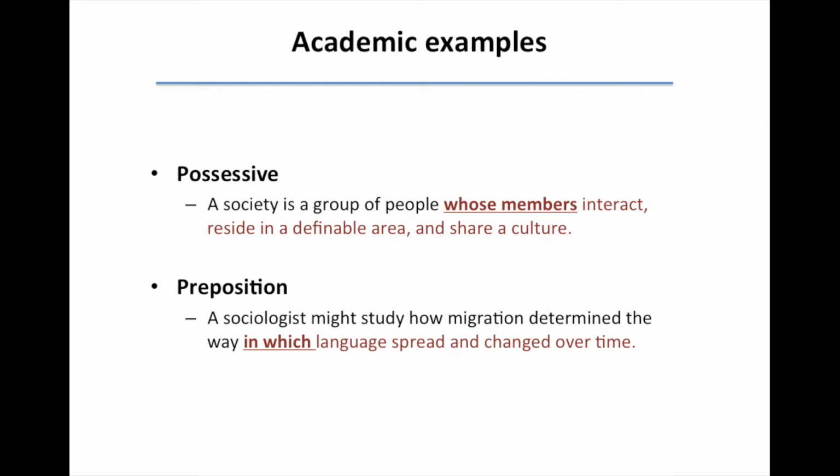Before we move on into a basic structure review of each one, let's take a look at how they might show up in an academic text. A possessive example: a society is a group of people whose members interact, reside in a definable area, and share a culture. And a preposition example: a sociologist might study how migration determined the way in which language spread and changed over time.